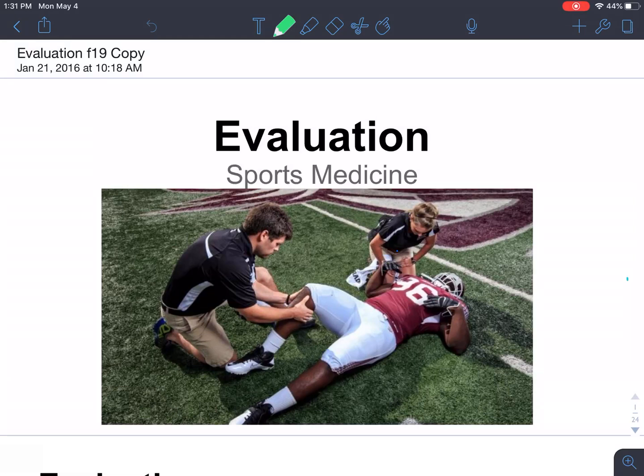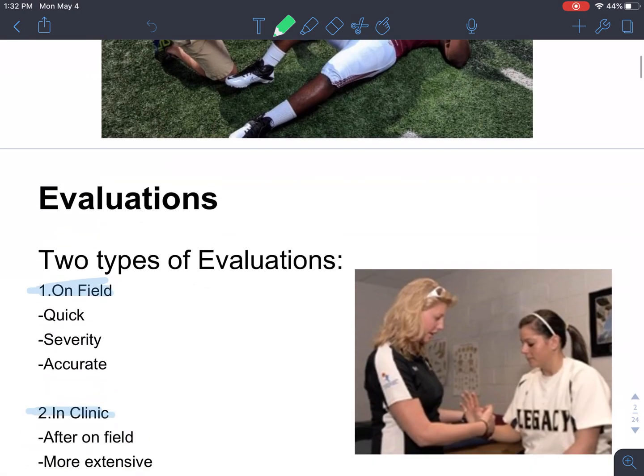On we go to the evaluation process. So again, this is kind of just like the principles of athletic training class. So we don't get super in depth to the evaluation process. We stay kind of superficial, and that's all we really need to do right now. So we'll go through these steps and go from there.